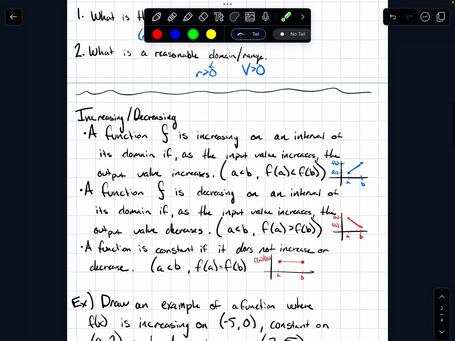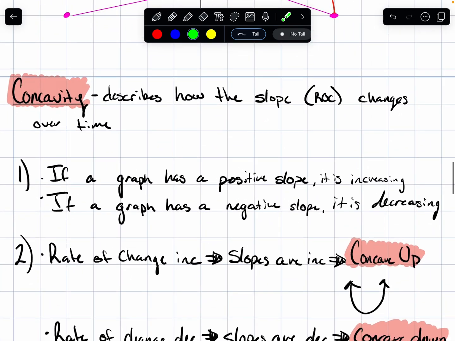debrief what we were talking about with increasing and decreasing, we basically said as we go from left to right, if our y value is going up, we're increasing, and if our y value is going down as we go from left to right, we're decreasing. But I also want to talk about how fast we are increasing and how fast we are decreasing in certain problems. And that's what concavity talks about.